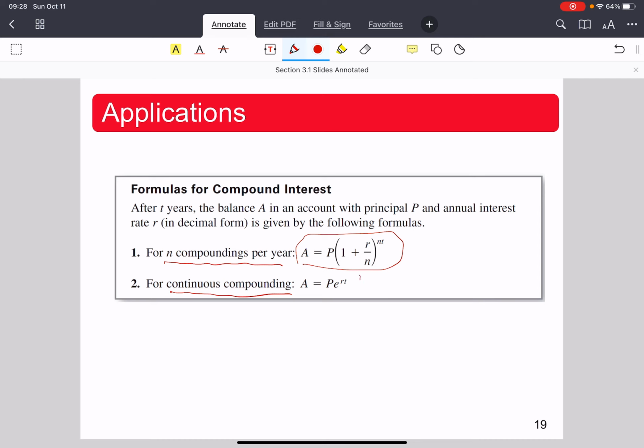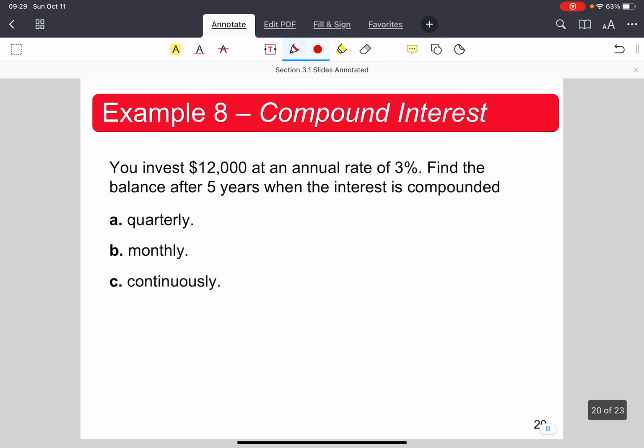So in those situations we use e for the base, and then the exponent becomes r, the rate, times t. So the formula is going to look different when we have continuous compounding. What I mean by compounding is how many times the rate is being applied. So I'm going to take a look at an example and explain how we can use it.